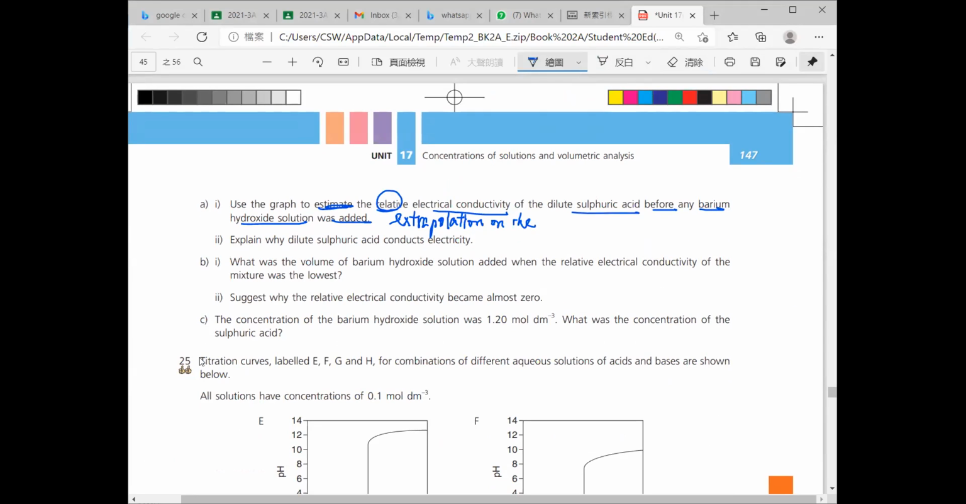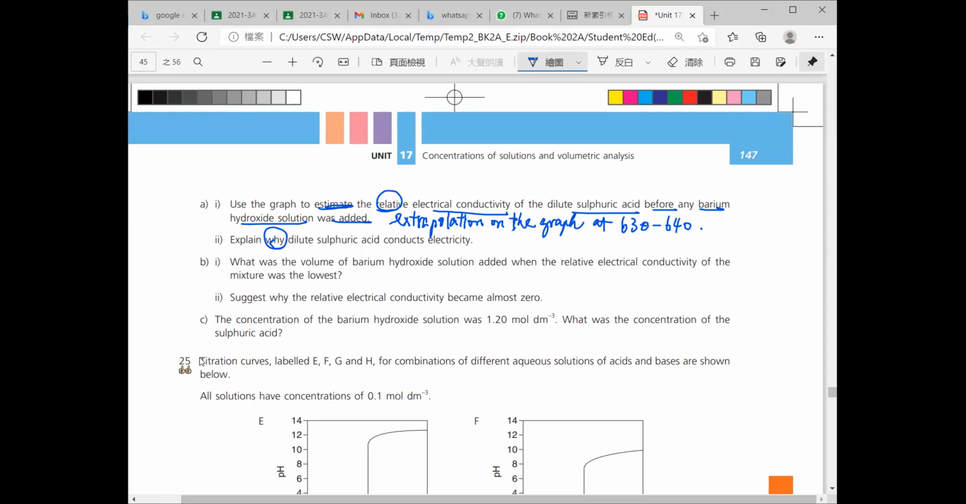So on the graph, at 630 to 640, about around this. Is that okay? Now, how about A2?